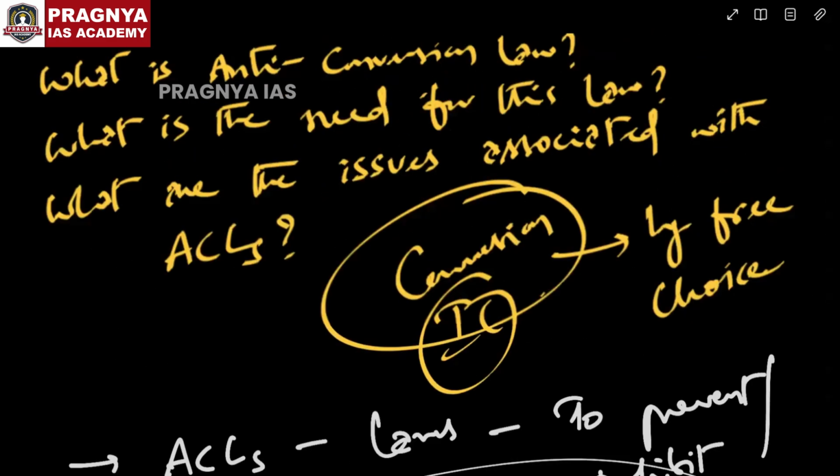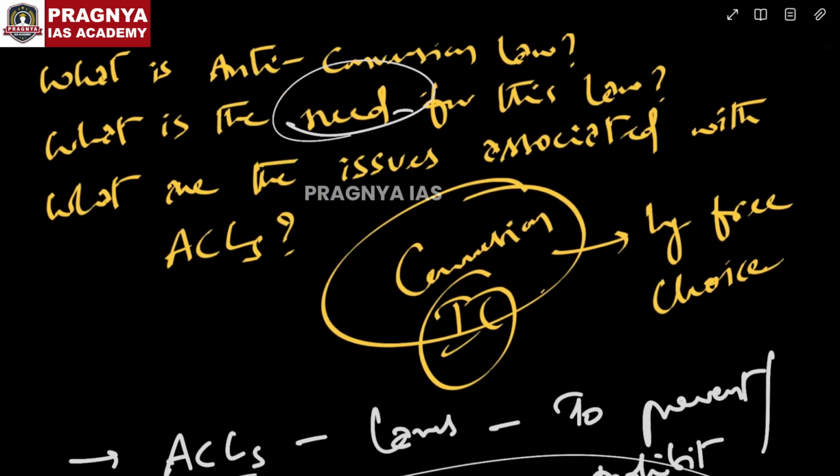Coming to the second important question here, what is the need for this law? There are a variety of reasons why some people or organizations may advocate for anti-conversion laws. Some people believe that these laws are necessary to protect the cultural and social cohesion of a particular community or society. They may argue that conversion from one religion to another can create conflicts and divisions within a community, and that anti-conversion laws are needed to prevent such conflicts.